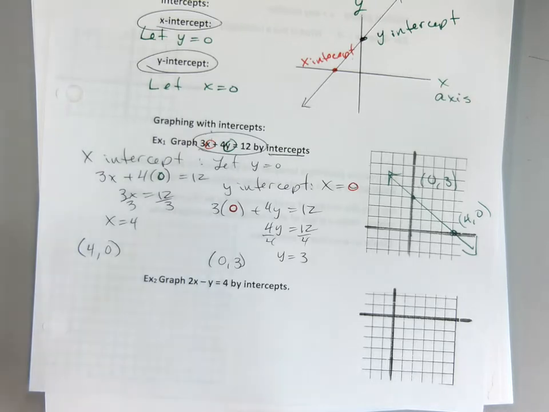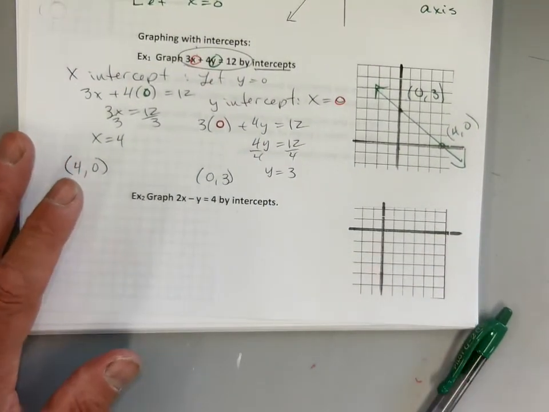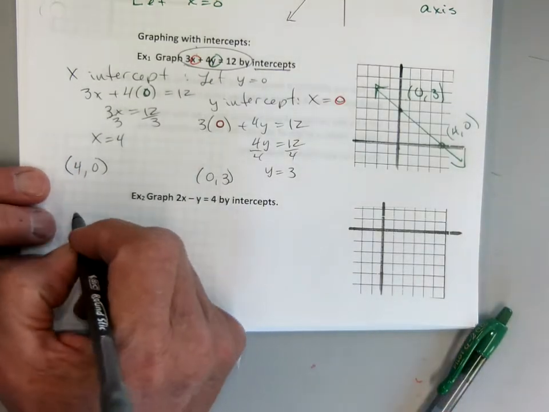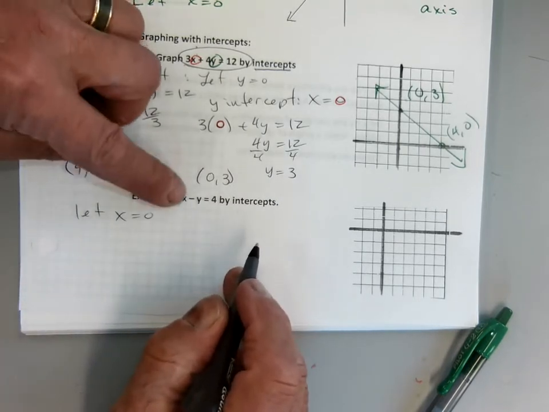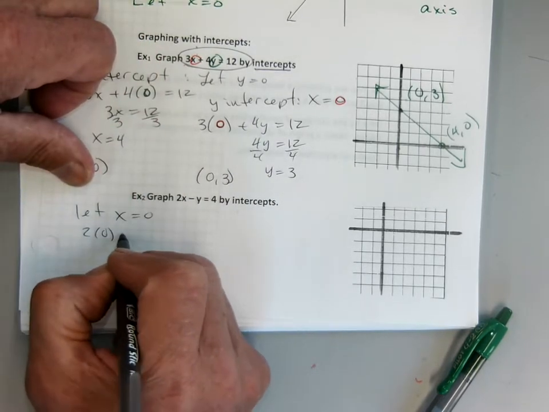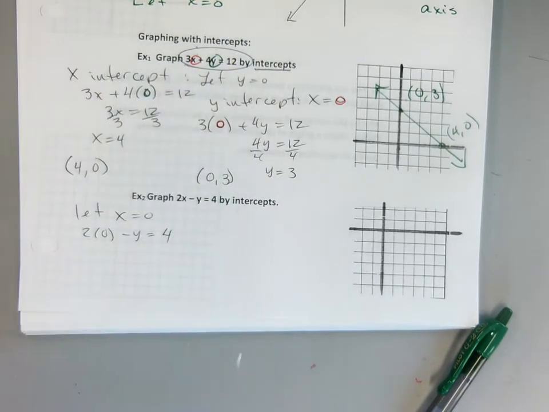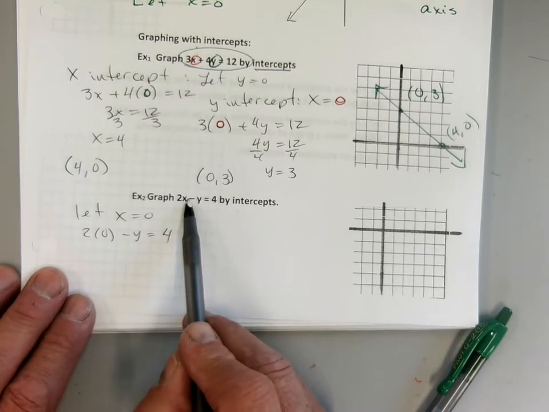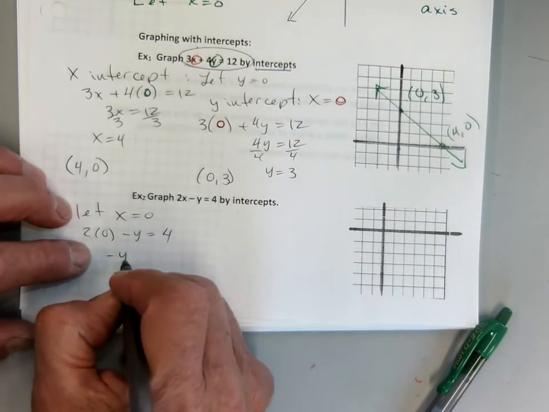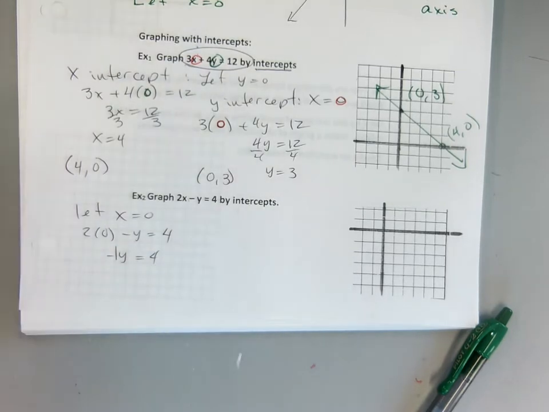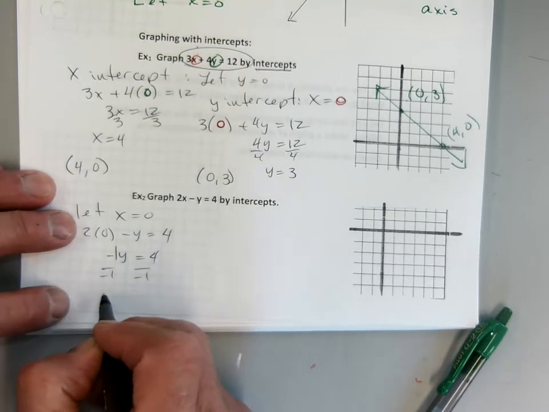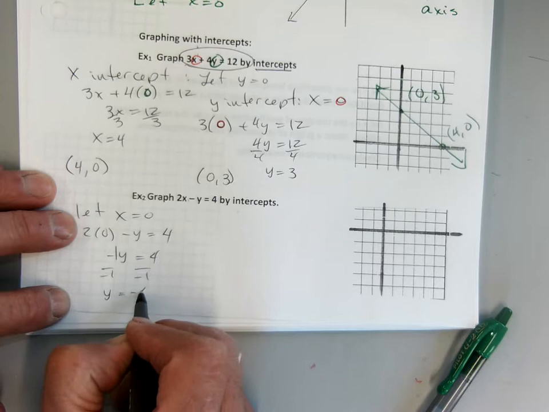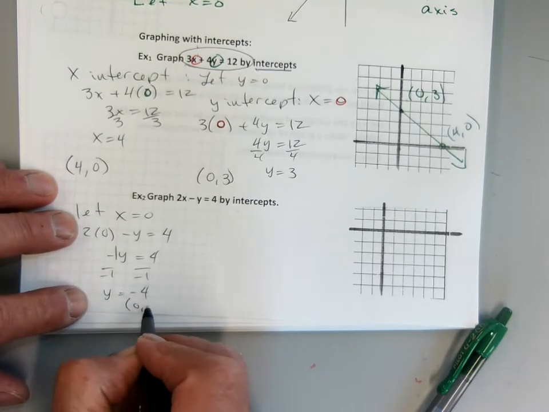Okay, number 2. So, x-intercepts. If I let x equal 0, I'd have 2 times 0 minus y equals 4, right? Because I put 0 right there. I'd have negative y equals 4, but that's like a negative 1y. We don't normally write it. It's invisible, but it's there. So I can divide by negative 1, and I get y equals negative 4. So my y-intercept is 0, negative 4.